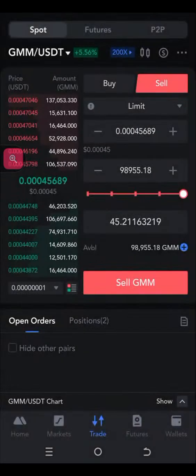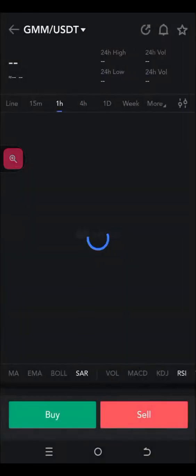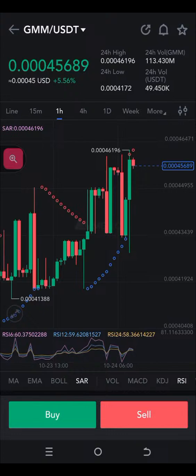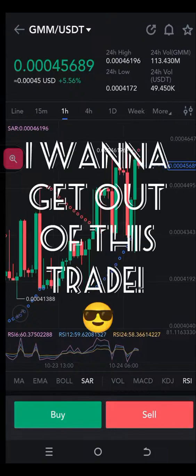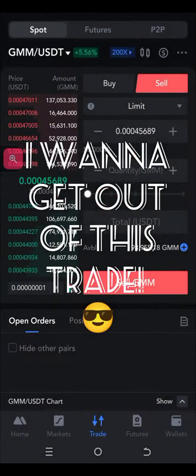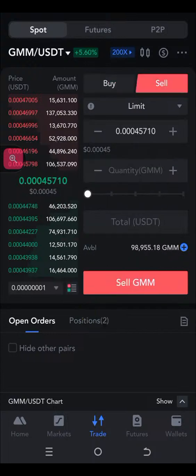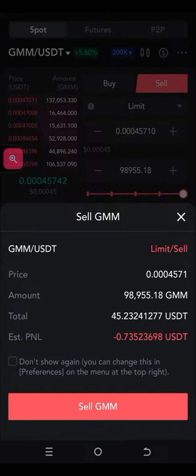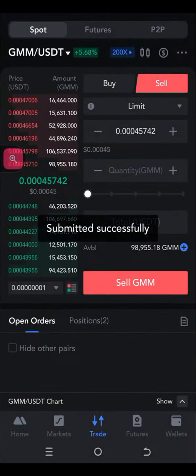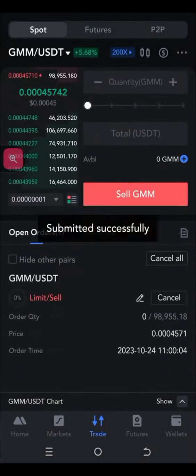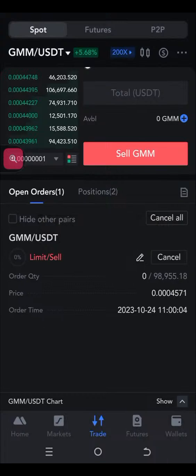Let's hope it will go back up. But at this point, I just want to get out of this trade. Let me do this again. Let's see whether we can get out. 23 cents. Looks like it's going up. Let me see what I can even sell. Let me try that. Submitted. Okay, that means that currently I'm in the queue. Let me cancel that for now.